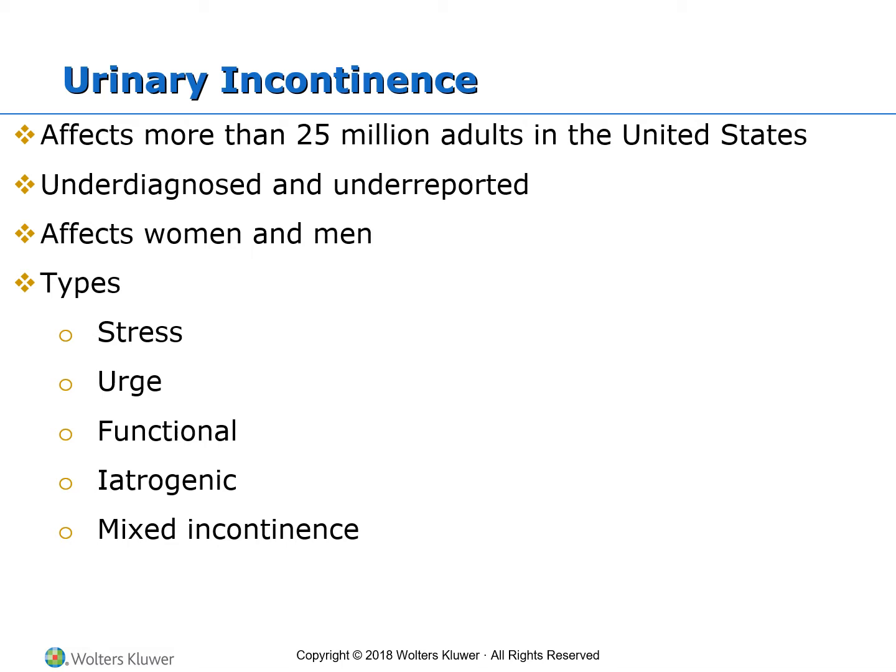Functional incontinence: there is nothing wrong with the lower urinary tract as far as function goes, but there are other factors that make it difficult for the patient to identify the need to void. So if you have a patient who has Alzheimer's or dementia and they just don't know that they have to void, that would be functional incontinence.